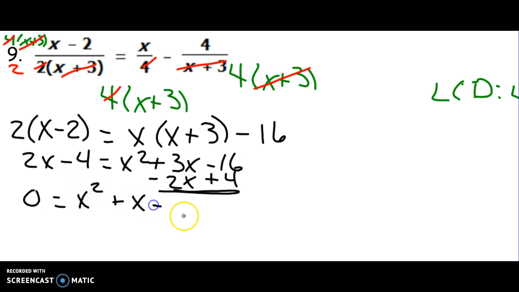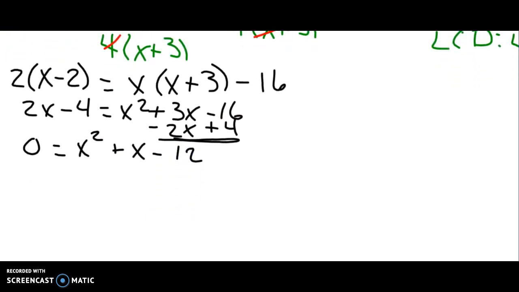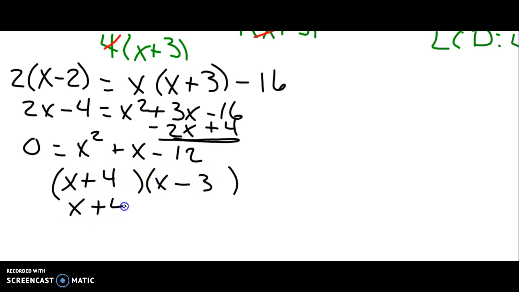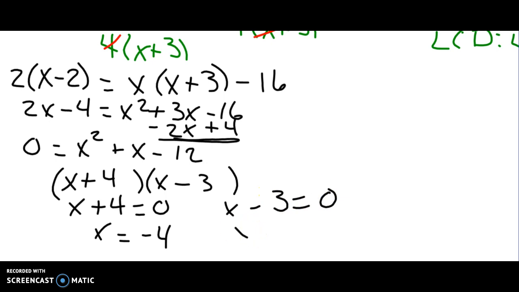16 minus 4 is going to give me a negative 12. What can I multiply to get 12? Then when I subtract, I get a positive 1. I'll have a positive 4 and a negative 3. Set each one of these equal to 0. I get x is equal to negative 4 and x is equal to positive 3.